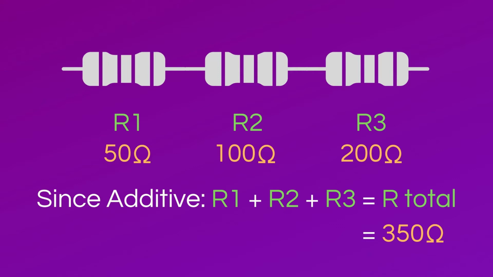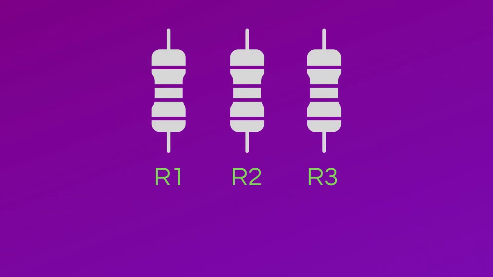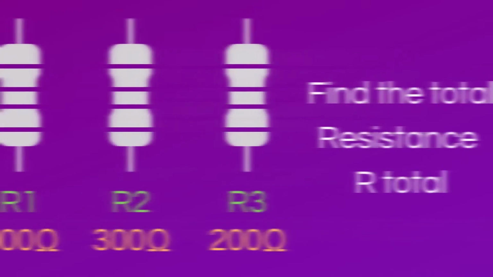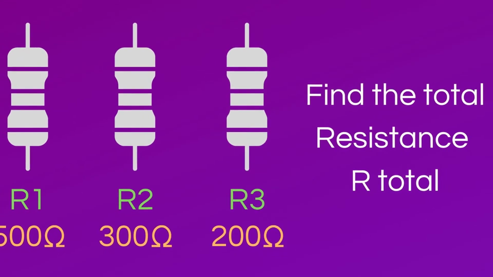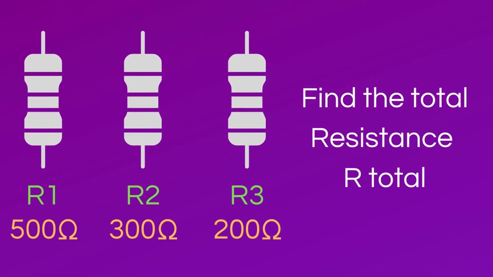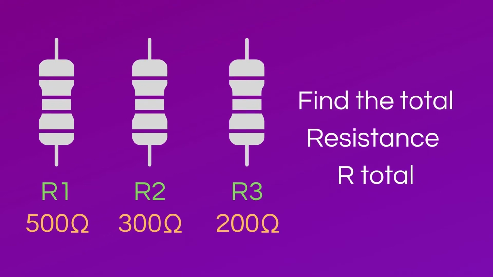The total resistance of resistors in parallel can be found by 1 over R1 plus 1 over R2 plus 1 over R3 is equal to 1 over R total. Then solve for R total. Let's do a quick example. Take a circuit where R1 is equal to 500 ohms, R2 is equal to 300 ohms, and R3 is equal to 200 ohms. Find the total resistance of the circuit.